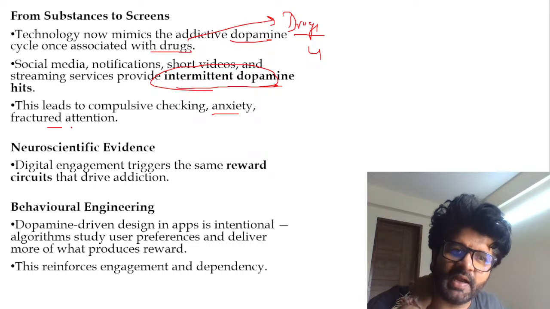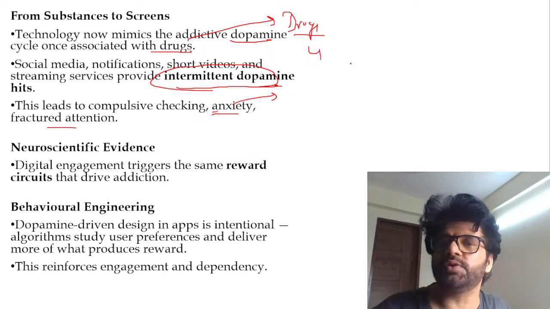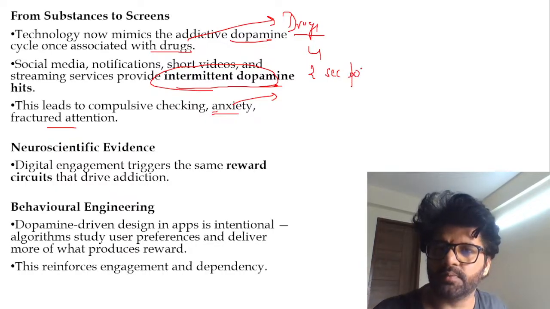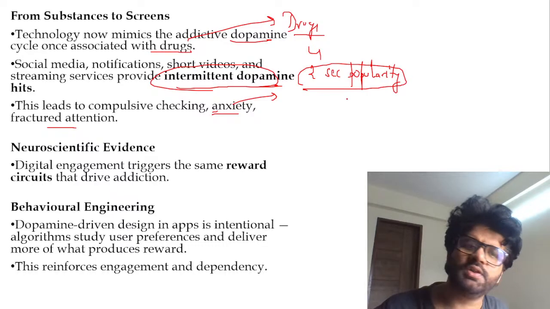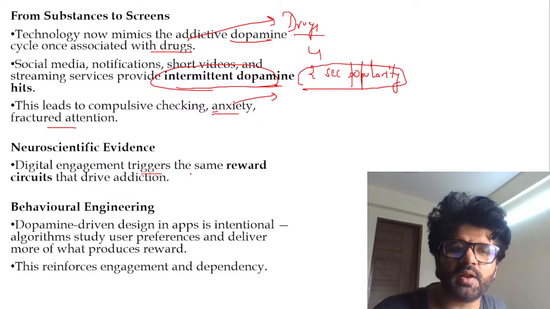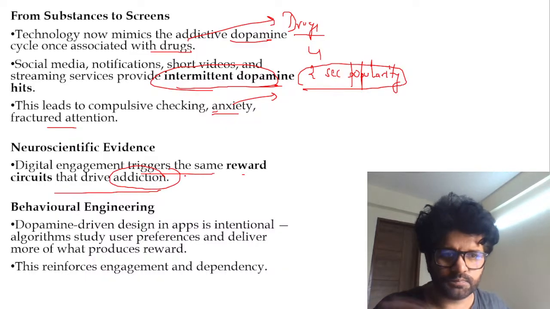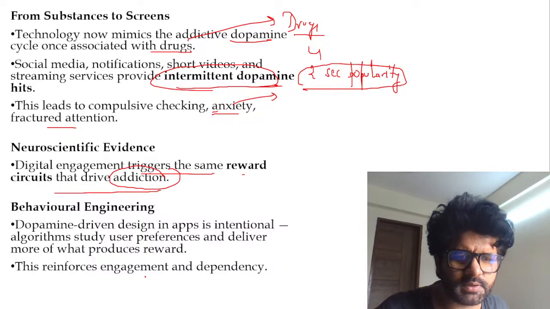This is leading to anxiety, fractured attention. Everybody wants 2 seconds of popularity. How can we get it? Somebody is dancing without any clothes, doing this and that. So digital engagement triggers the same reward circuits that drive addiction. So again, dopamine, you can see all these things.